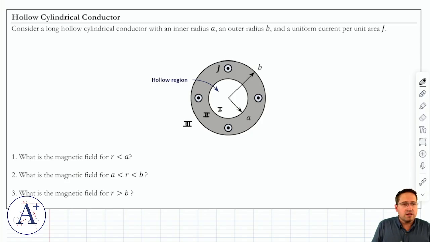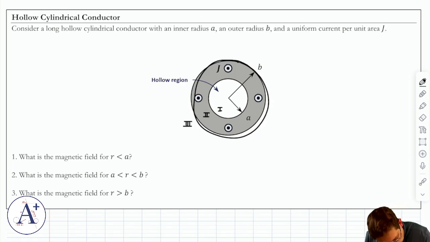Now, before we do that, let's just agree that because of the current coming out of the page, I expect that my field lines are going to be circular because of the symmetry and counterclockwise by the right-hand rule. My thumb out of the page, wrap my fingers around my thumb. I anticipate that B is going to be counterclockwise where B exists. Maybe there is no B in some region, but wherever B exists, there will be a counterclockwise orientation to the field lines.